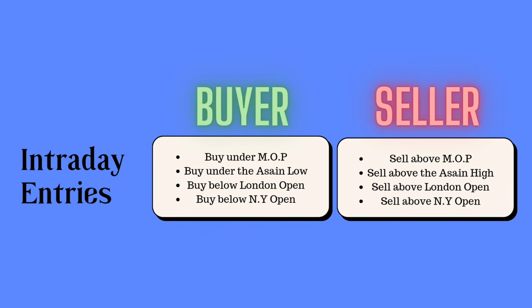Intraday entries. I keep it simple for myself so there's no confusion on what I'm looking for. For the buyer, I'm going to buy under MOP. MOP stands for midnight opening price. Buy under the Asian low, buy below the London Open, and also buy below the New York Open. Inverse as the seller, I'm going to sell above MOP, midnight opening price, sell above the Asian high, sell above London Open, and last, sell above the New York Open.